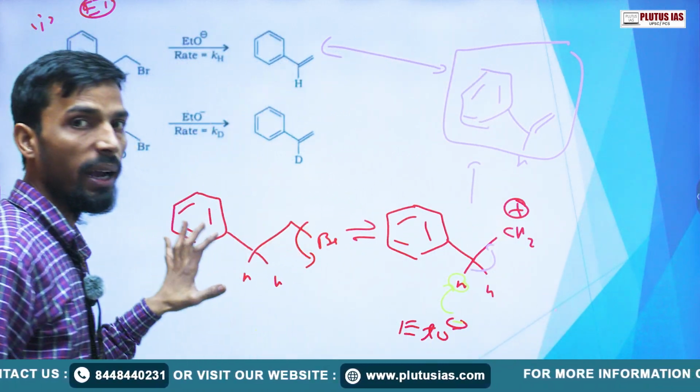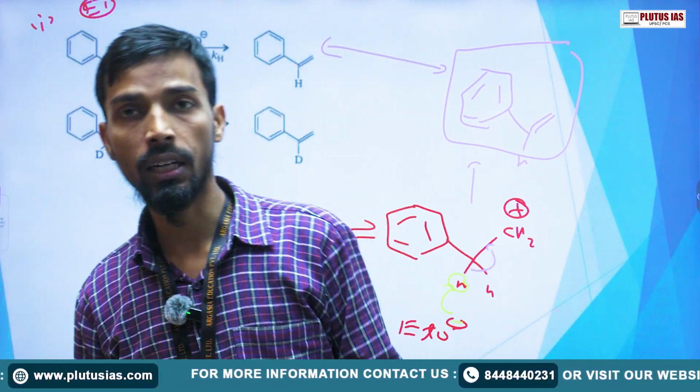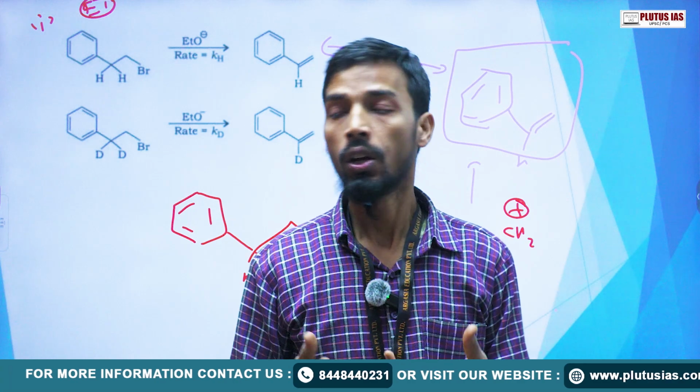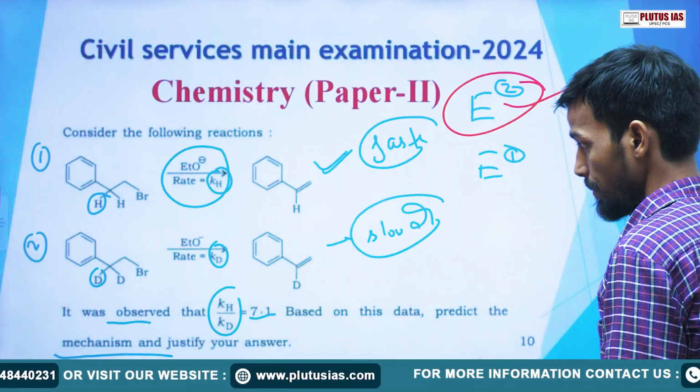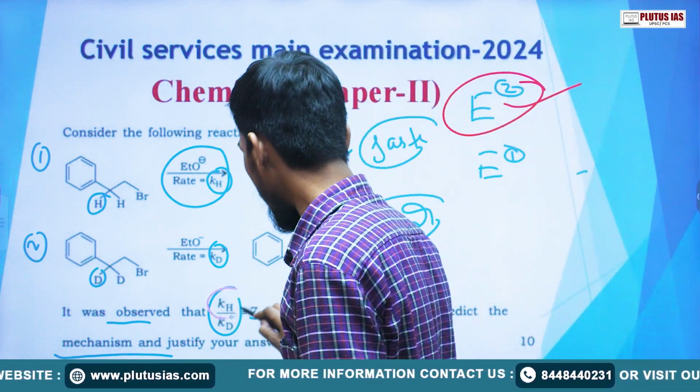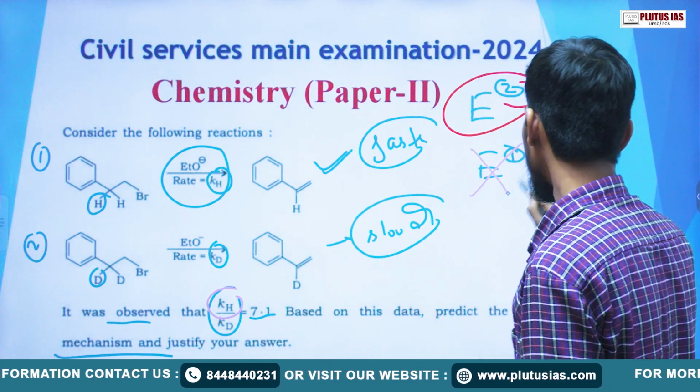So in this rate determining step, we are not getting any essential or beneficial information which can tell us that the rate of the first, KH, will be higher by E1. So we can say E1 is not possible.